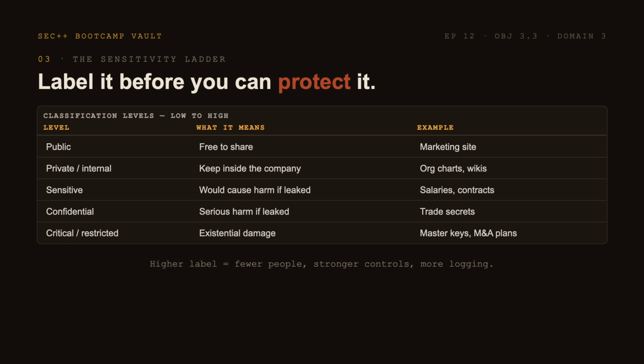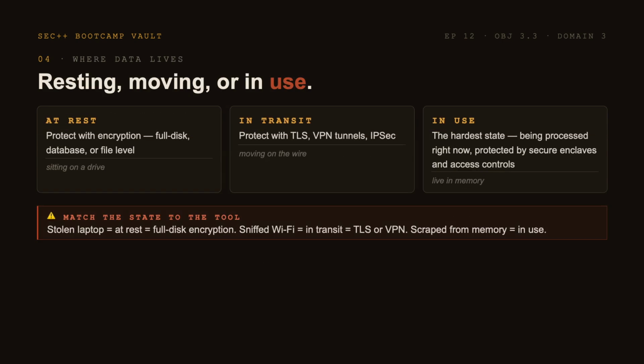The sensitivity ladder. Public data is free to share. Private or internal stays inside the company, like org charts. Sensitive would cause harm if leaked, like salaries. Confidential would cause serious harm, like trade secrets. And critical or restricted data is existential, master keys and merger plans. The point of labels is simple. The higher the label, the fewer the people, the stronger the controls, and the more logging. Classification comes first because you cannot protect data correctly until you know how much it matters.